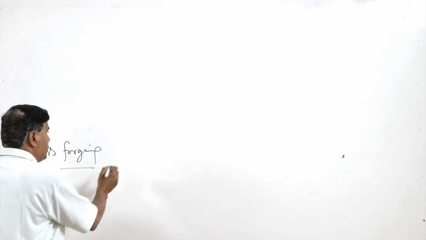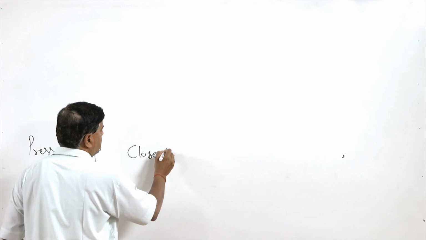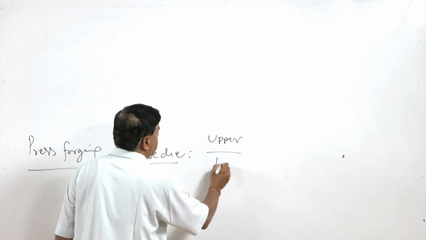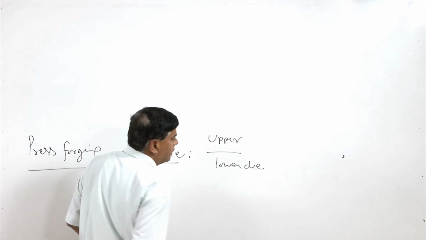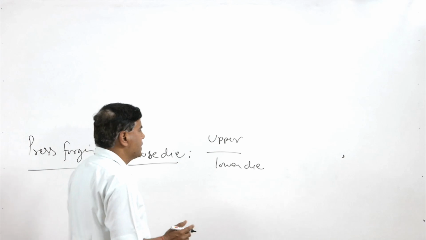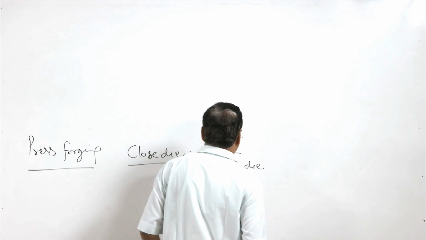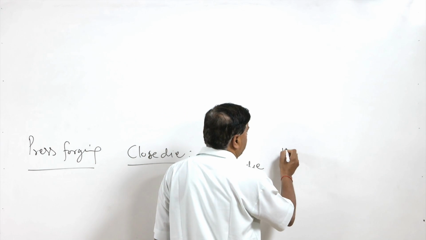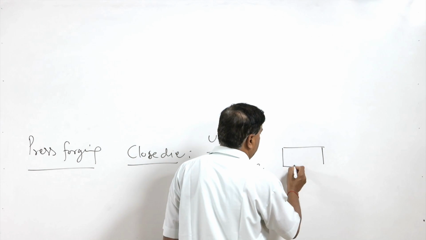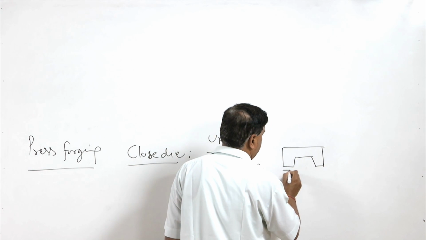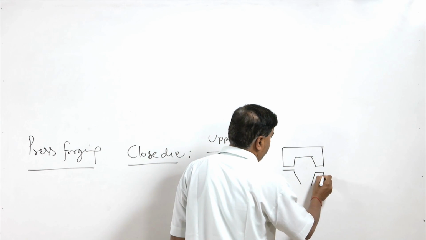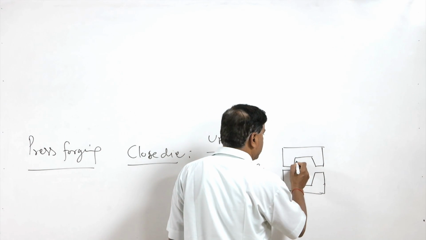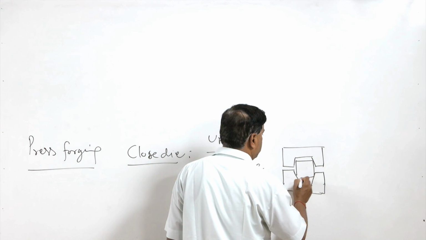Press forging also uses closed dies, which means there is an upper and a lower die, and the metal is placed between the upper and the lower dies. After the application of the pressure, the die is closed and the desired shape is obtained. Like this is the upper die, and this is the lower die, and the raw material is placed between the two dies like this.